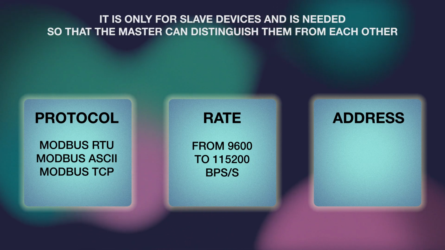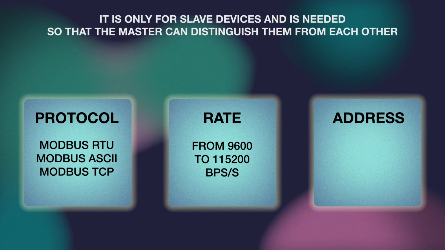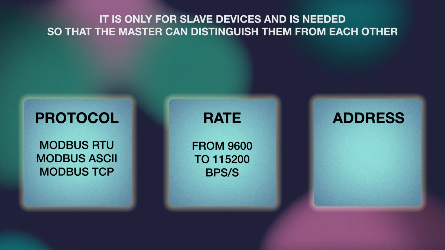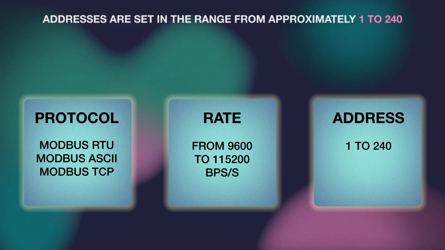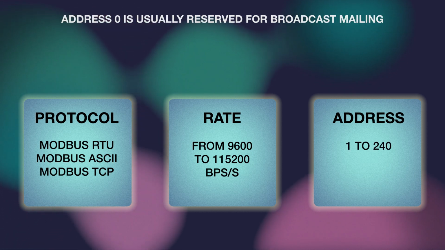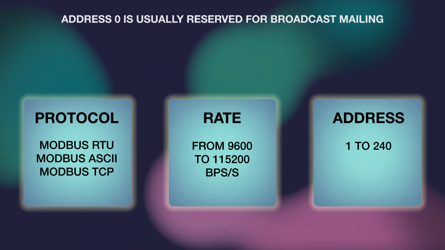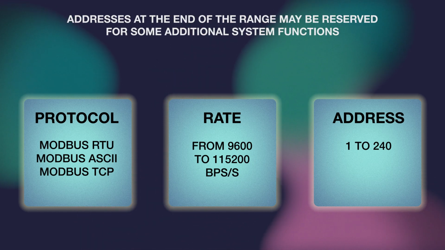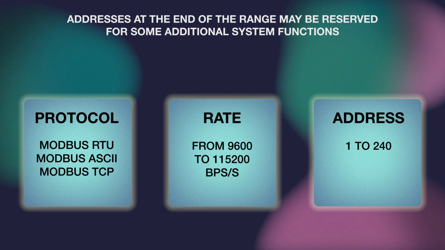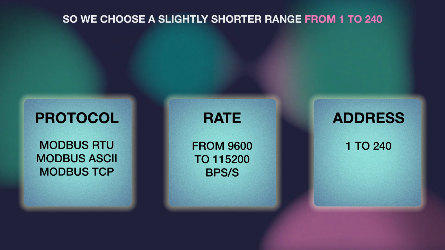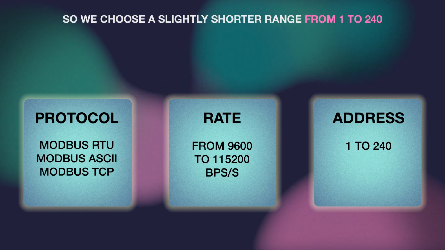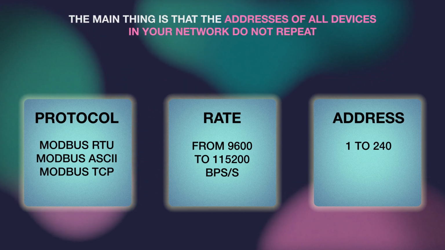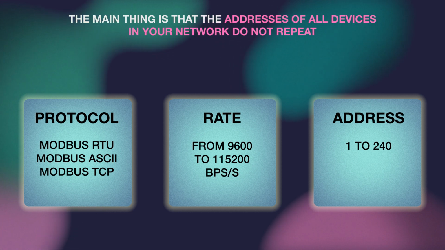It is only for slave devices and is needed so that the master can distinguish them from each other. Addresses are set in the range from approximately 1 to 240. Address 0 is usually reserved for broadcast mailing. Addresses at the end of the range may be reserved for some additional system functions. So, we choose a slightly shorter range from 1 to 240. The main thing is that the addresses of all devices in your network do not repeat.